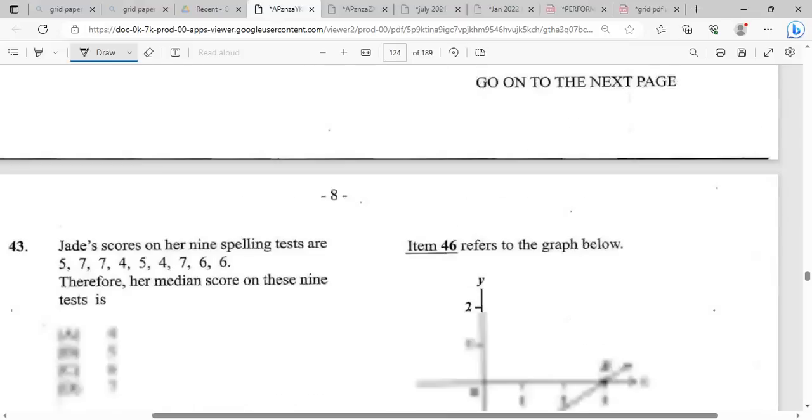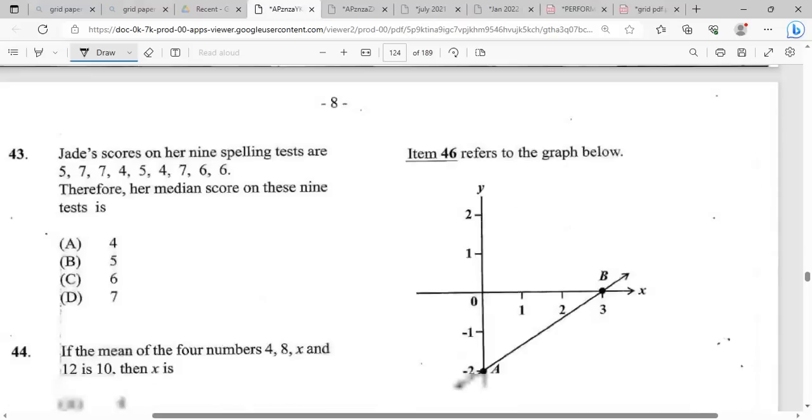43 now. Jada's scores on her 9 spelling tests are 5, 7, 7, 7, 4, 5, 6. Therefore, our median score on these 9 tests is. Jada, you're not a good speller, man.